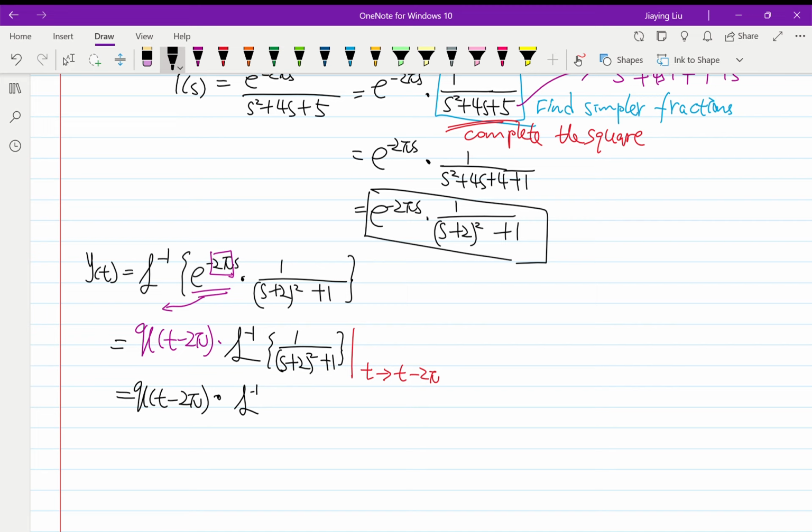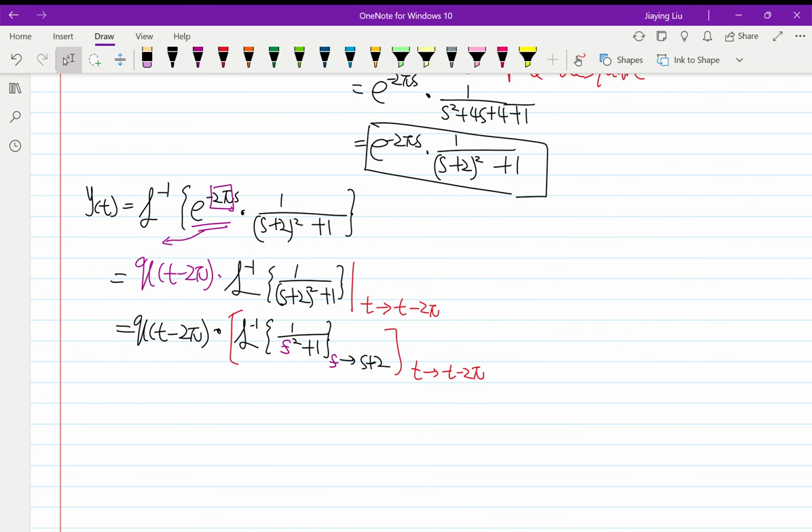So that's the inverse Laplace transform of 1 over this new s squared plus 1. But note that this s here, the new one, is not just s, it comes from s plus 2 from the previous step. And then at the end, we still have to keep in mind that we need to replace the t with t minus 2 pi. That's just coming from the previous step, we need to carry it.